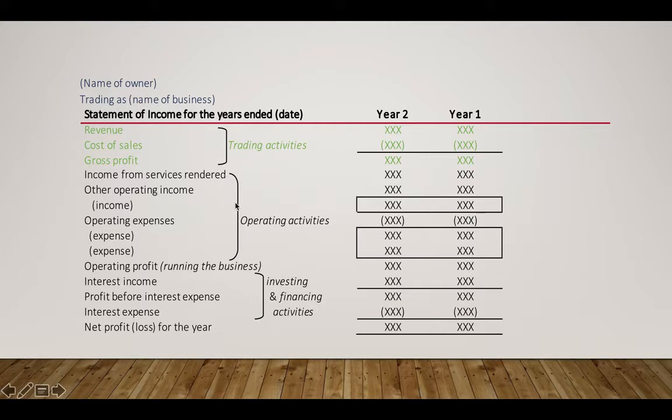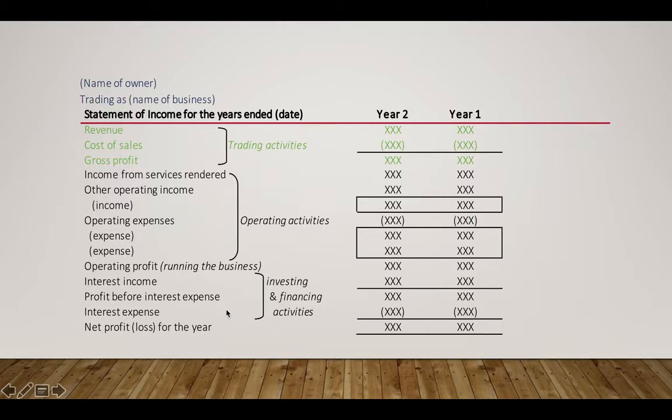Below that, you would then show all your other operating activities. In other words, the day-to-day incomes and expenses of your business. Firstly, income from any other services rendered which you may have in addition to your trading activities or buying and selling the goods. You would add any other operating income and subtract all your operating expenses to get your operating profit. Operating profit simply means the profit that you've earned or managed to achieve as a result of running the business day to day.